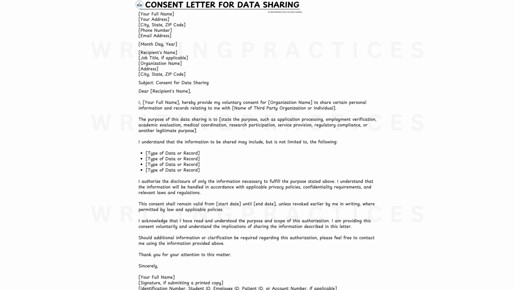Before submitting your consent letter for data sharing, carefully review the organizations involved, the purpose of the disclosure, the information being authorized for release, and the validity period of the consent. Make sure the authorization is specific, accurate, and limited to what is necessary for the intended purpose. A well-written consent letter helps protect your privacy while allowing organizations to share information appropriately and efficiently.